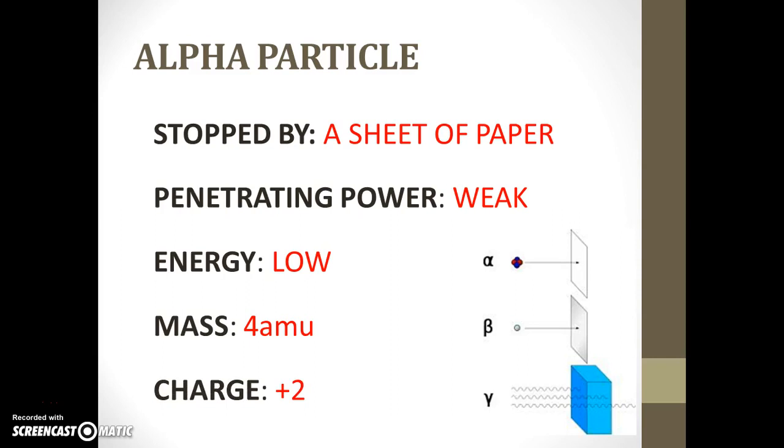And since it's a helium nucleus, it doesn't have any electrons, so you have 2 protons, which means your charge is positive 2. Okay, it's going to have a positive 2 charge because it has 2 protons and no electrons.